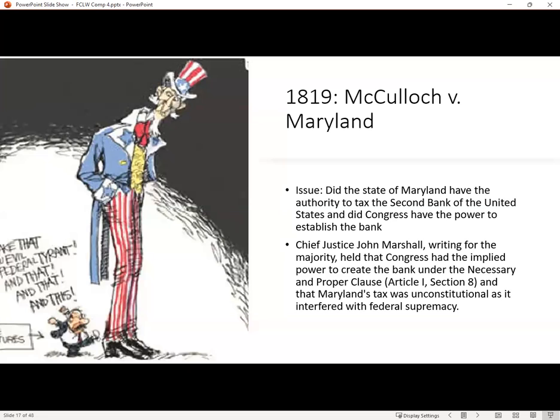The Supreme Court, under the necessary and proper clause, which I know you learned well in that first competency with terms, said that the federal government had the right to have the bank, and Maryland couldn't tax this bank because it was unconstitutional as it interfered with federal supremacy. So we're seeing why these are landmark cases. These terms that you learned in the first competency, we end up seeing them in action in this particular section.